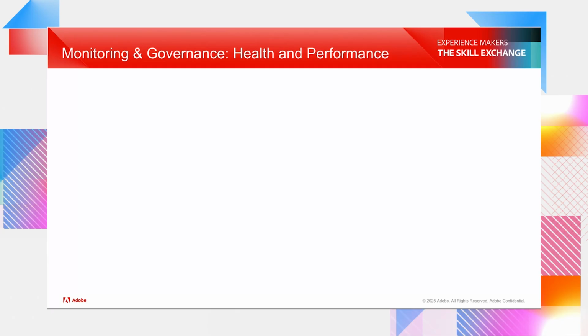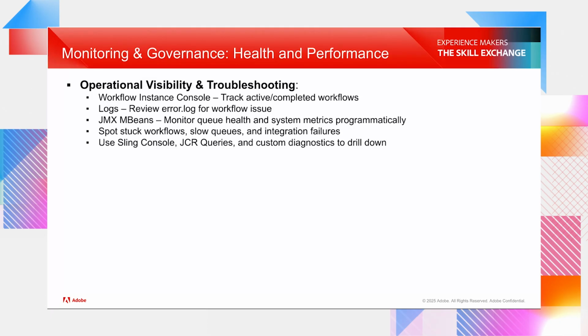Now, discussing the integration, there is some governance which we should incorporate into our asset projects. We should regularly do troubleshooting and maintain operational visibility. We should see which workflows are active and which are completed. We should regularly monitor the logs. We should always monitor the queue health. We should see which workflows are stuck and which are slow, so we can optimize and make them better. We should use SQL2 and Query Builder queries instead of traversals. And we should use the Sling console to do the diagnostics.